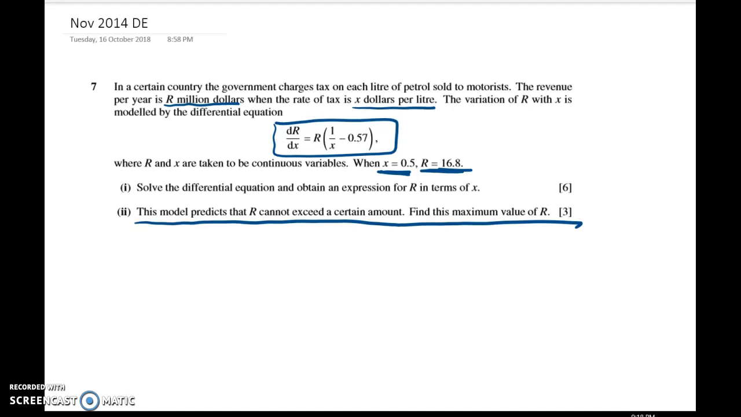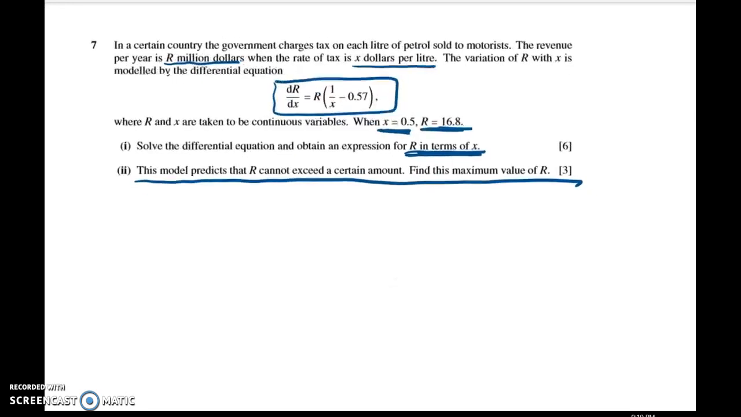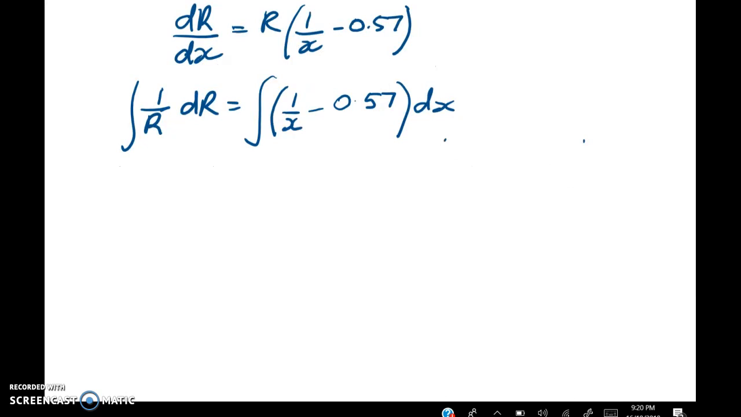What we have to do now is the usual. We solve the DE and we get an expression for R in terms of X. So that's telling me don't leave it as the log of R. Go right through to the end. So let's do the usual thing, separate the variables and go from there. I'm going to pause this and do some of the easy stuff first.